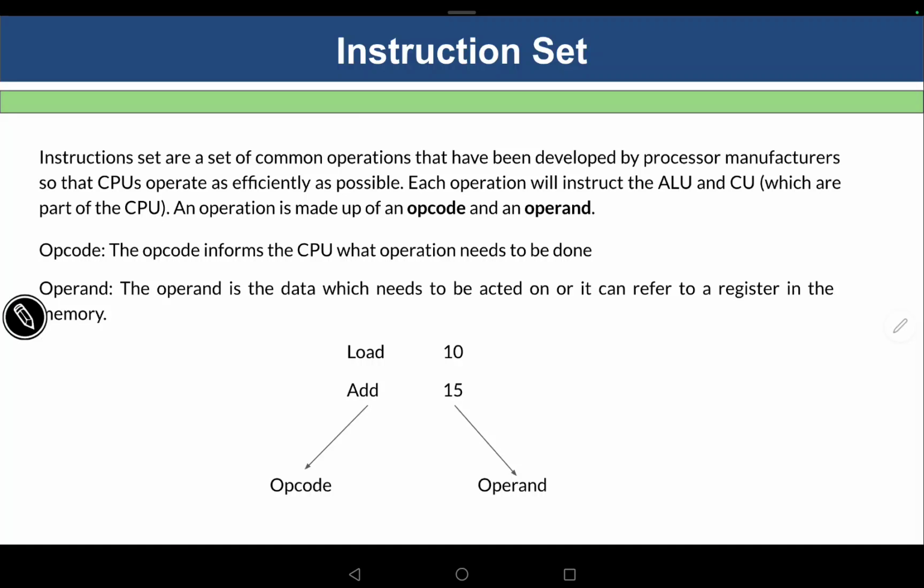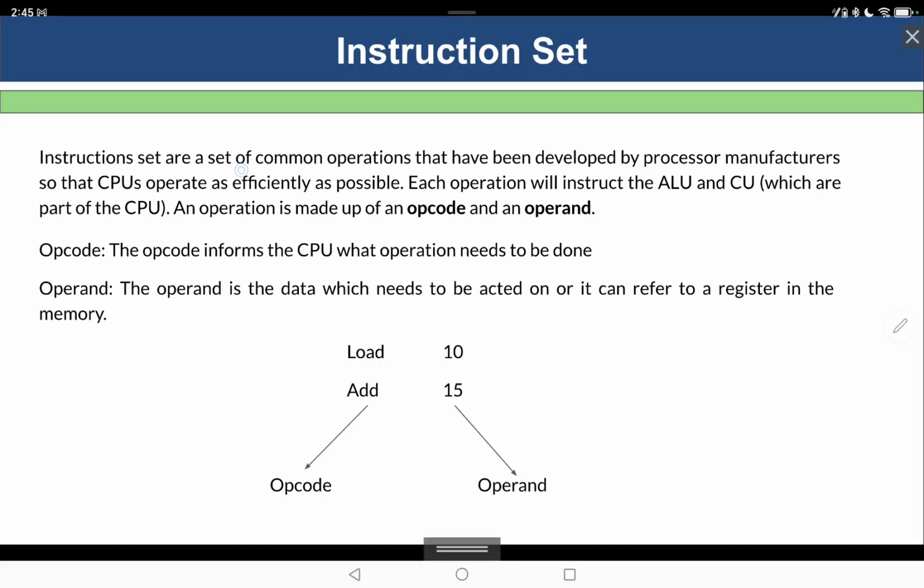Next, let's look at the instruction sets. So what are instruction sets? Every CPU has what we call instruction sets, which are sets of common operations that have been developed by processor manufacturers so that the CPU can perform its operations efficiently. And each operation will instruct the ALU and the control unit what to do.